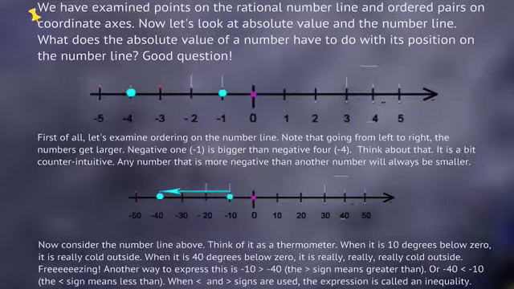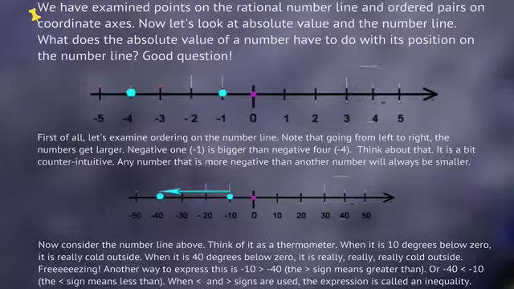We have examined points on the rational number line and ordered pairs on the coordinate axes. Now let's look at absolute value and the number line. What does the absolute value of a number have to do with its position on the number line? Good question. First of all, let's examine ordering on the number line.